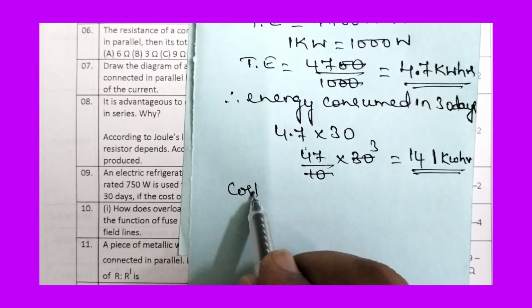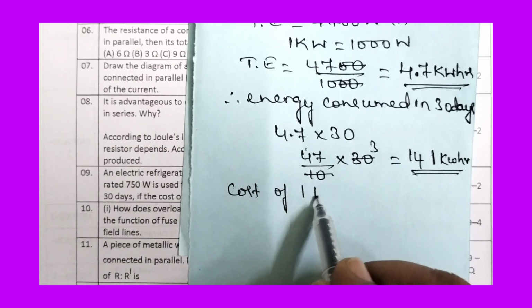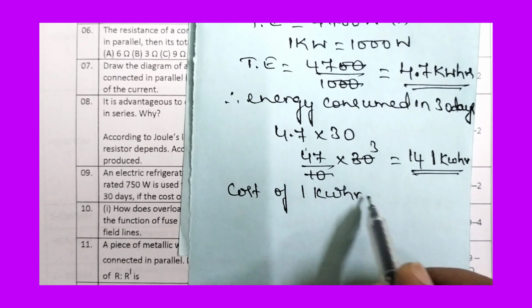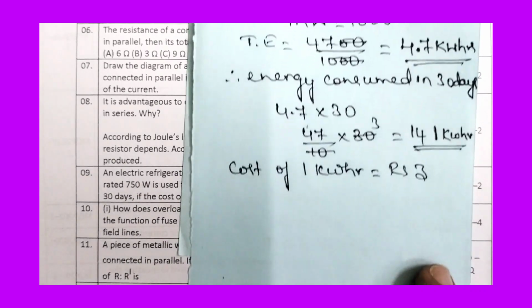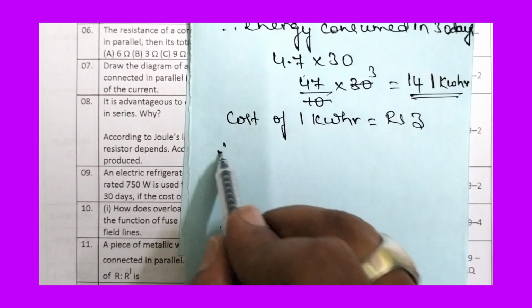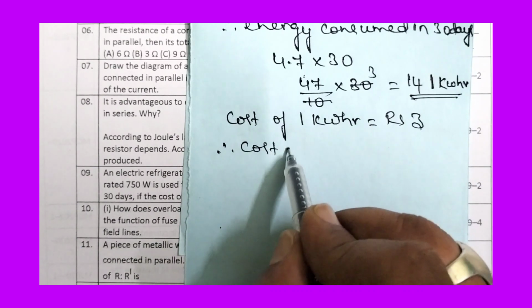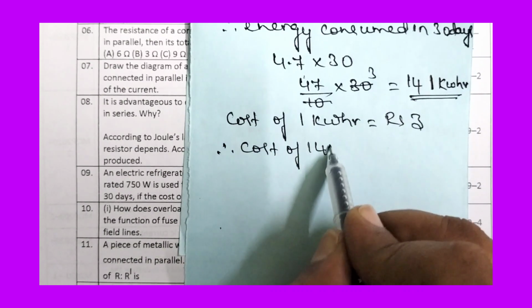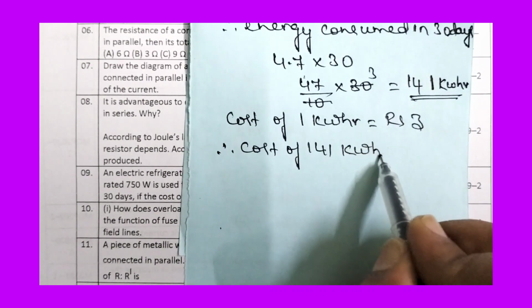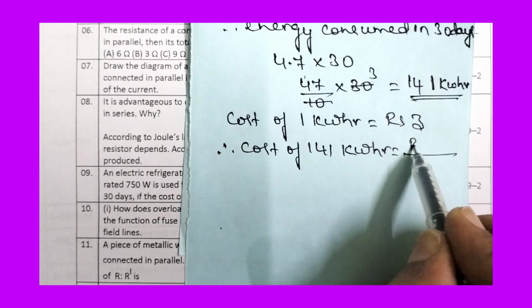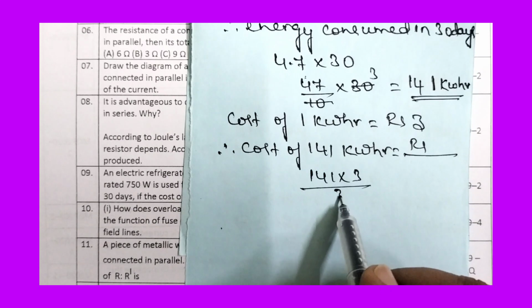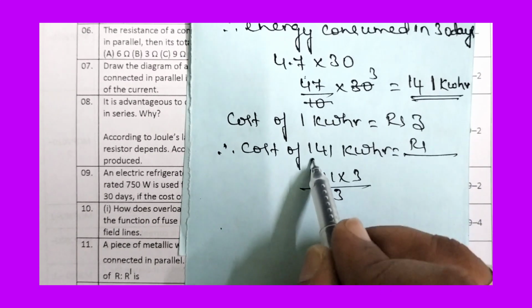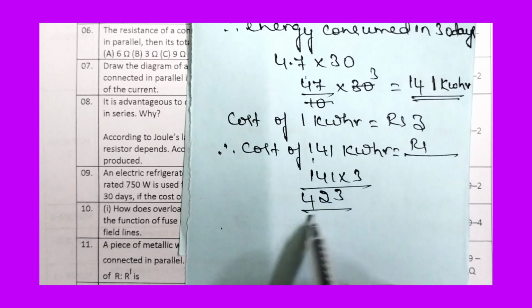So what is the cost of 1 kilowatt hour? Cost of 1 kilowatt hour is equal to rupees 3. 1 kilowatt hour ಗೆ 3 ರೂಪಾಯಿ. Therefore cost of 141 kilowatt hour is equal to dash rupees. So 141 should be multiplied by 3. 3 ones are 3, 3 fours are 12, 3 ones are 3 plus 1 is 4.